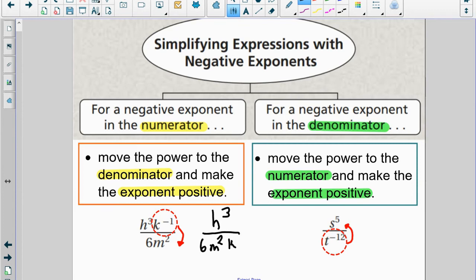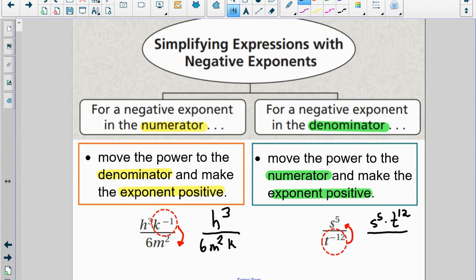In our other example, for a negative exponent in the denominator, so on the bottom, what we do is kind of the opposite. We take that whole power and we move it up to the numerator and make it positive instead. So keeping everything else the same, I have s to the 5th power in my numerator, and I'm going to move the entire power to the numerator. t to the negative 12th power becomes t to the positive 12th power when I move it up. So that fraction bar is kind of like, if you move something up or down across that fraction bar, you have to flip the sign. Positives become negatives, negatives become positives.